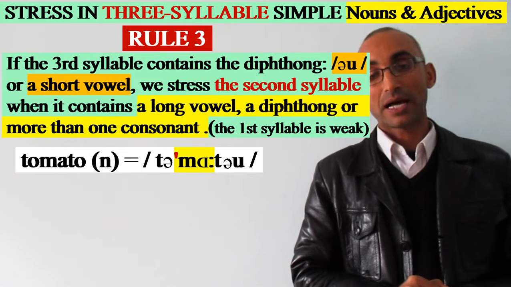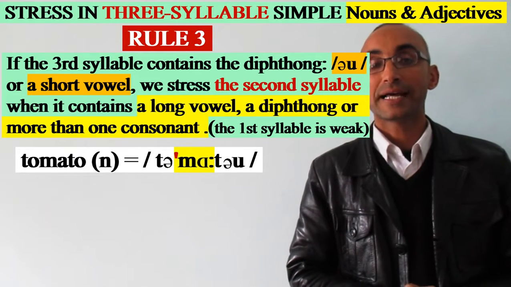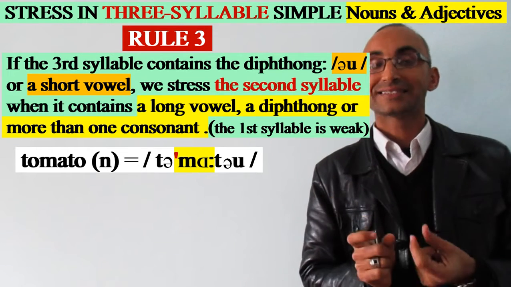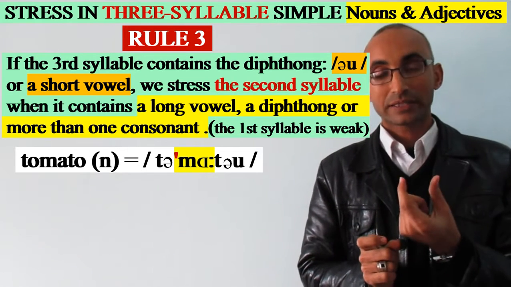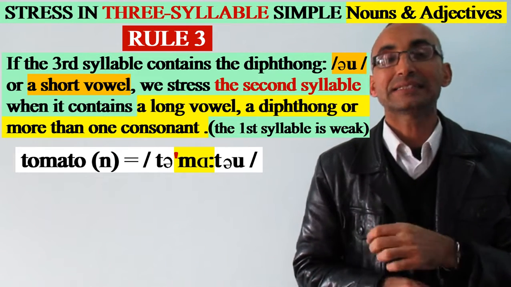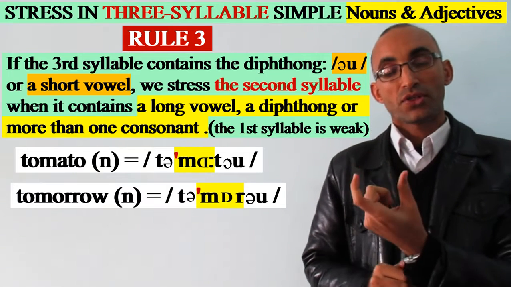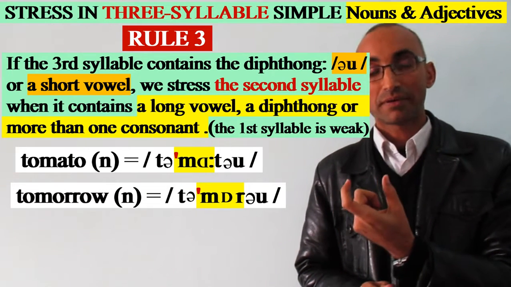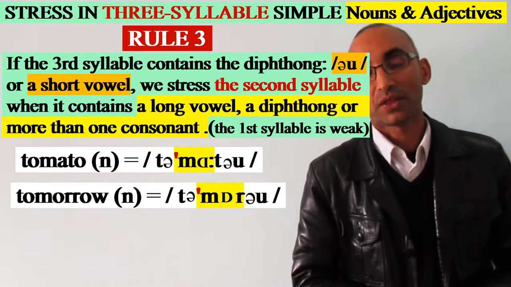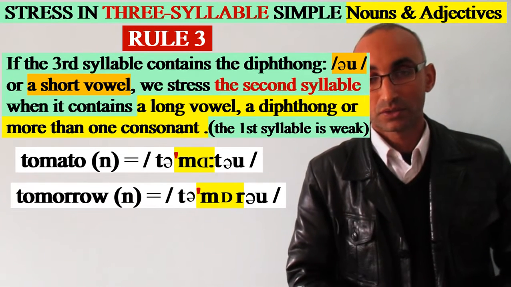Tomato as a noun. Tomato. The third one, to, ends with ow, and the second one, ma, contains the short vowel a. That's why the second syllable here is stressed. And also tomorrow, whose third syllable contains the diphthong ow, and before it we find o, a short vowel o. That's why mo is stressed. Good.